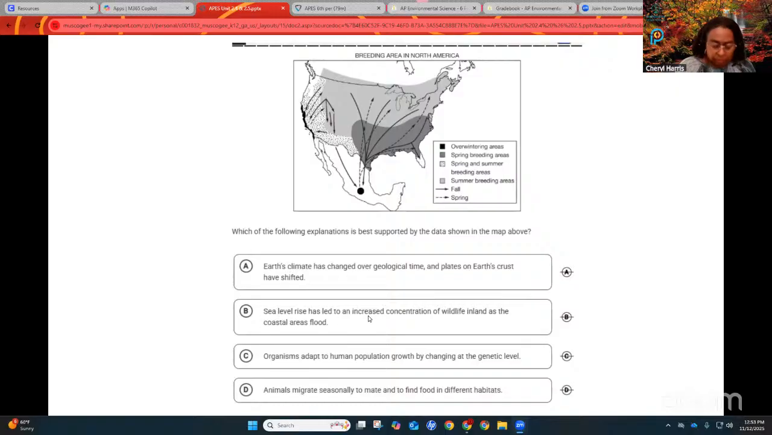Sea level. Okay. Got a couple of people who are saying D.